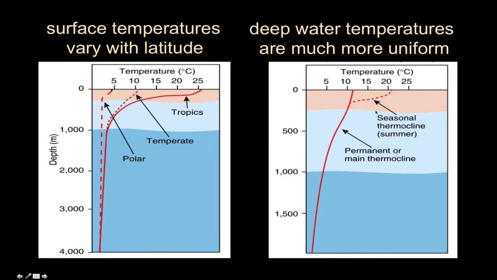So we know that. So again, this shallow water stuff is variable, dictated by the goings on of the stuff outside of the water. Down deep, deeper than about a kilometer or so, is pretty consistent.